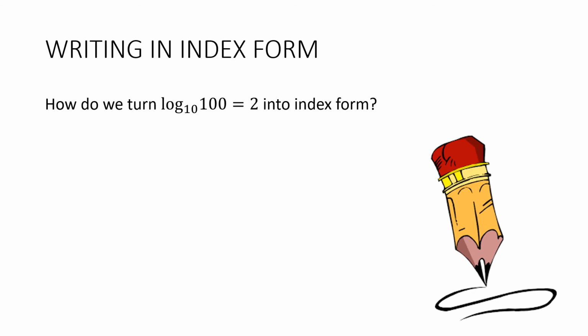Let's go the other way. How do we turn log base 10 of 100 equals 2 into index form? This one's a little easier, isn't it? Because this is how we read it. 10 to the power of 2 equals 100. And there it is. Here's one more. Log base 3 of 27 is equal to 3. Let's start with our base. 3 cubed equals 27.